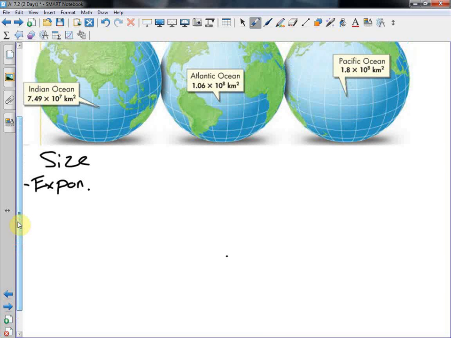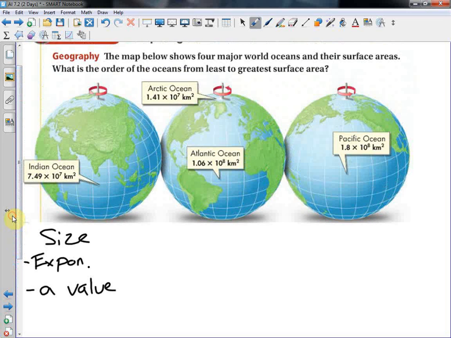If the exponents happen to be the same and you need another way to compare the numbers, the a value comes next. So we only look at the a value if the exponents are the same. So let's come back up here and look at the oceans. We want to check exponents first. So we have 7 for Indian Ocean, 7 for Arctic Ocean, 8 for Atlantic, 8 for Pacific.